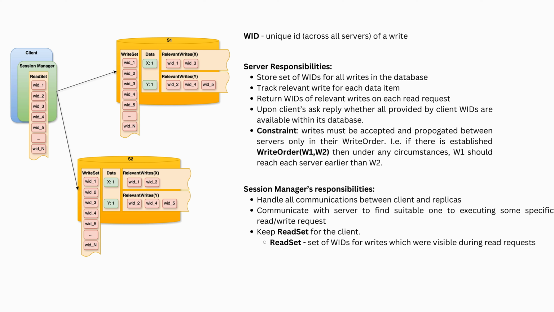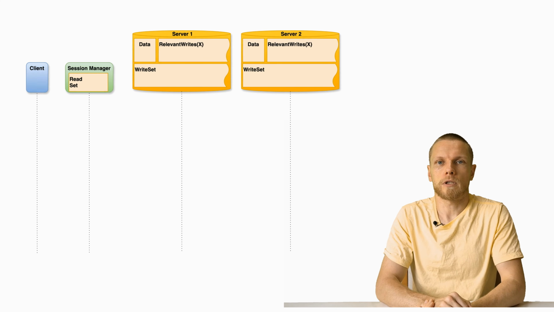And if it's true, then such a server is eligible to make the write. If it's not true, then it should check another server. Let's see how it works together.